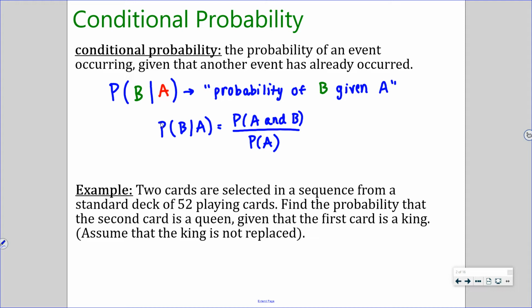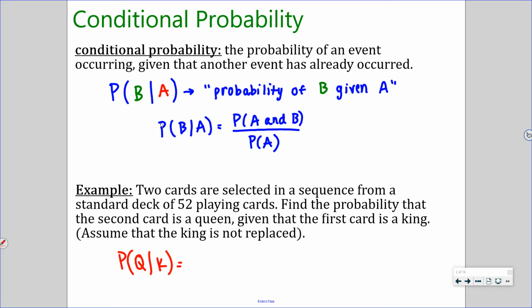So here's an example of a conditional probability. 2 cards are selected in a sequence from a standard deck of 52 playing cards. Find the probability that the second card is a queen, given that the first card you drew was a king. Assume the king is not replaced. I'm going to find the probability that the second card is a queen, given that the first card is a king.